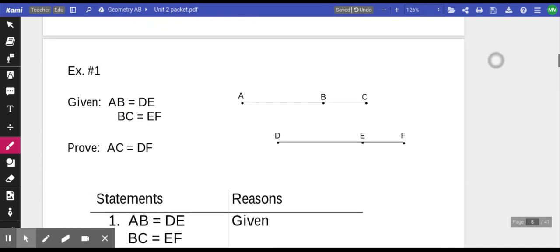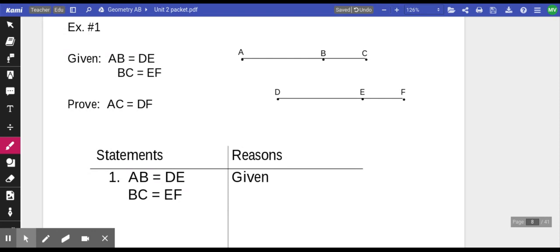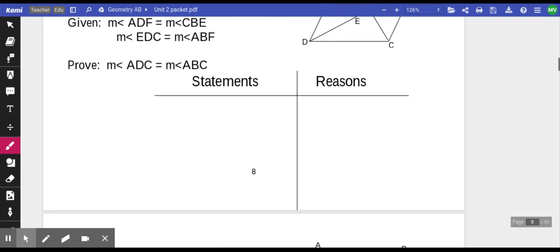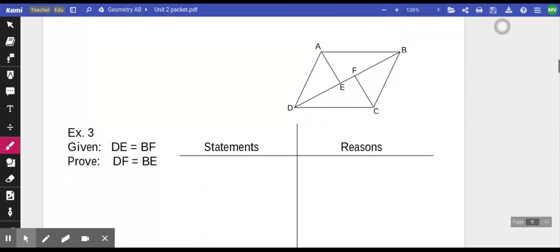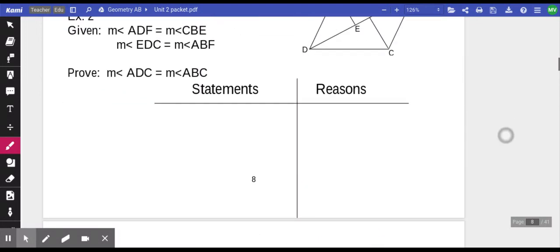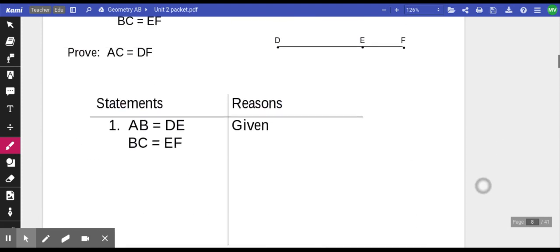So here are some examples that I would like you to pause the video and then come back and check your answer. If you have any questions on these examples, please ask me during class tomorrow. If my explanations in the video did not completely answer. There are 3 examples, so pause, come back and check your answers.